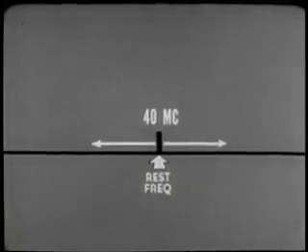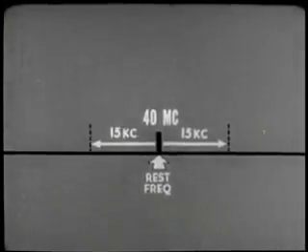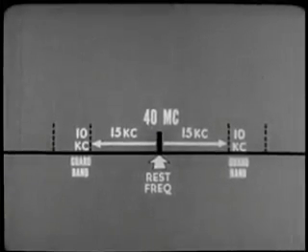This is the rest frequency of the channel. When the carrier is frequency modulated, it will move above and below its rest frequency. In other words, it will need room on the spectrum to carry its frequency variations. A typical amount of room might be 15 kilocycles above rest and 15 kilocycles below rest. To avoid conflict with adjacent FM channels, 10 kilocycle guard bands are added on each end.